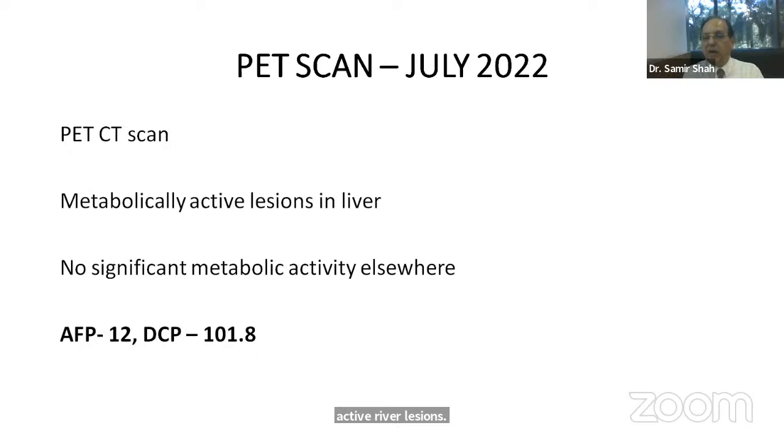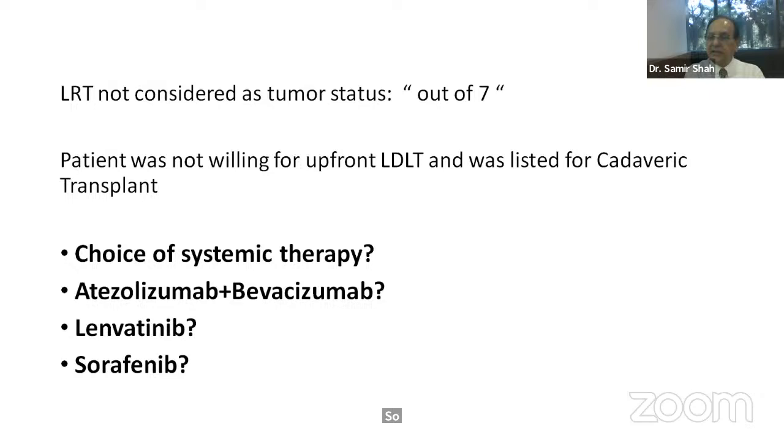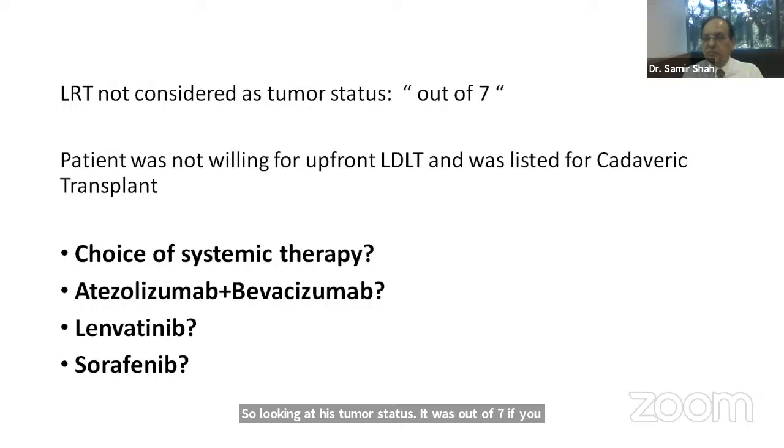So looking at his tumor status, it was out of 7, if you combine the largest tumor size with the number of two lesions. So he was not suitable for loco-regional therapy. He was not willing for an upfront living donor liver transplant and was listed for a cadaveric transplant.